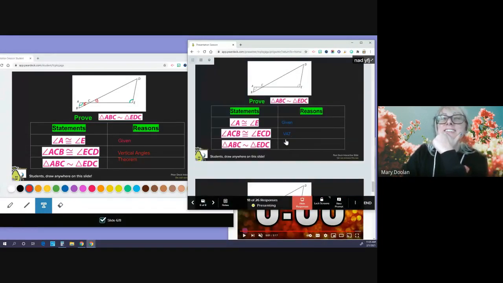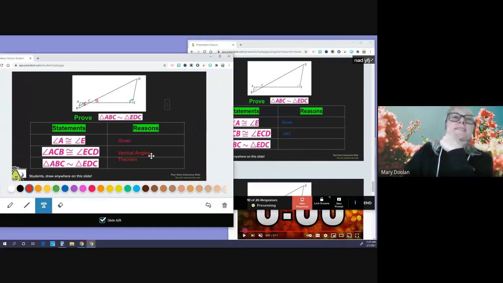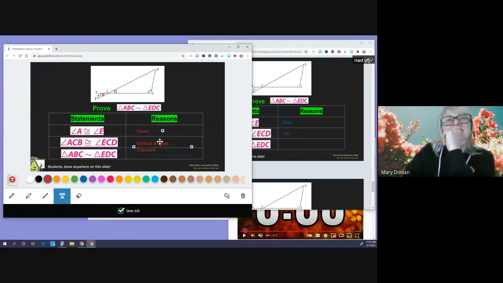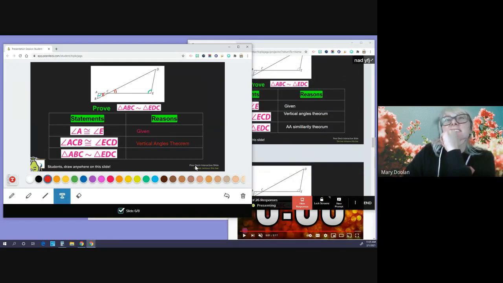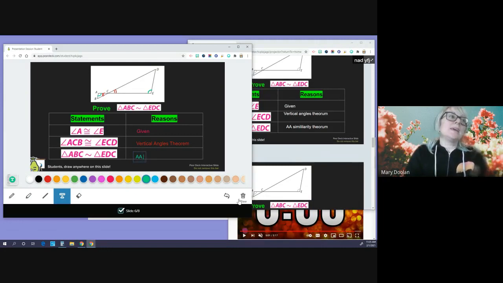I appreciate this. Someone else did this in my last class too. VAT for vertical angle theorem. That's not a recognized acronym that I'm aware of, but I appreciate creativity. Okay, so I'll type in green, I think. So AA triangle similarity theorem.